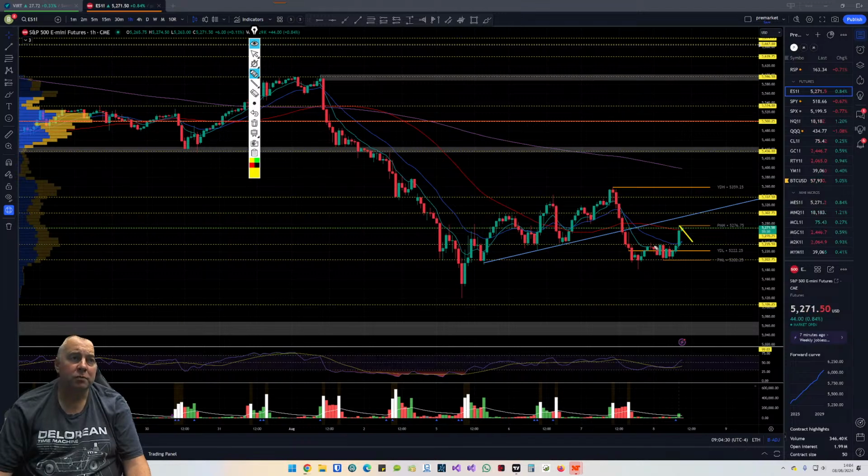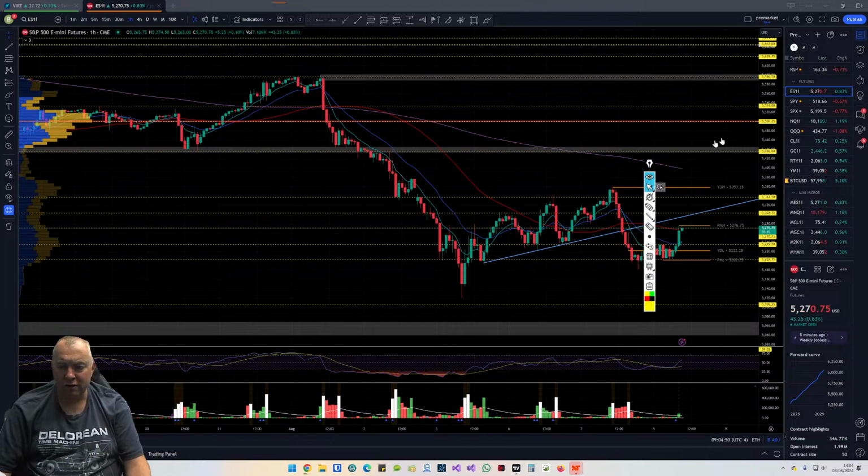So it's putting in a couple of topping tails on the 15-minute. So potentially it's setting a bit of a flag pattern for the breakout as well on the 15-minute. So just want to keep an eye on that. I've got to wait for it to change trend. So it's difficult at the moment because we're in a downtrend.